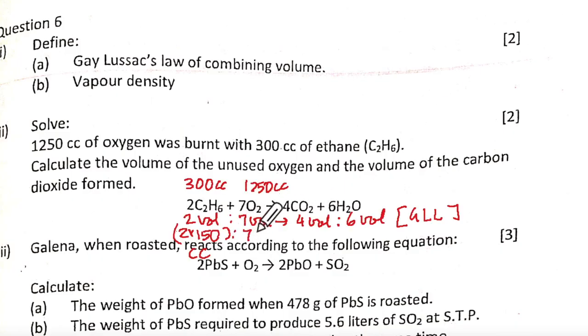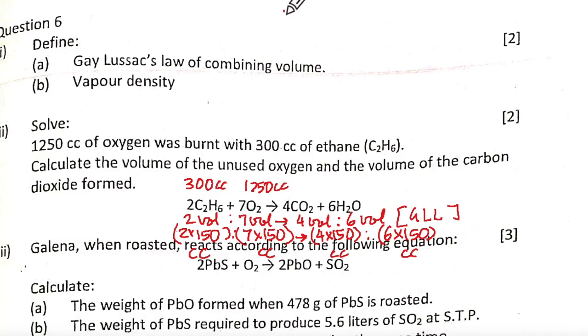Is to, it will be 7 into 150 cc, giving you 4 into 150 cc is to 6 into 150 cc. How is it? Good, bad, or ugly?